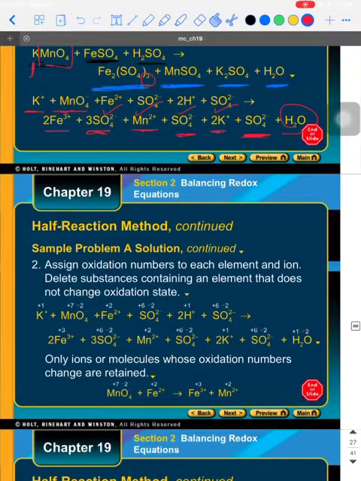Assigning the oxidation numbers as shown for each of them by calculating. The potassium is positive 1, the iron in elemental forms is mentioned right here, okay, the manganese and oxygen, of course oxygen is negative 2, and I can calculate the manganese to be plus 7. The sulfur is plus 6, and so on.